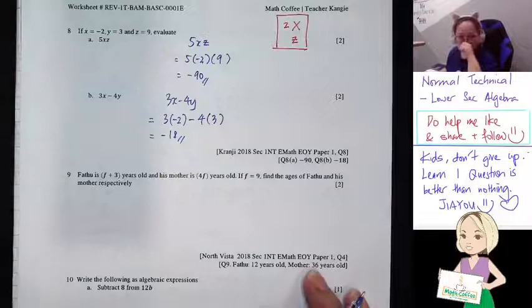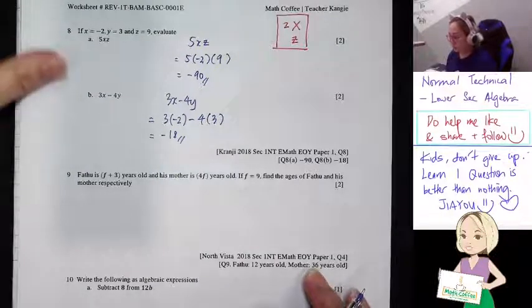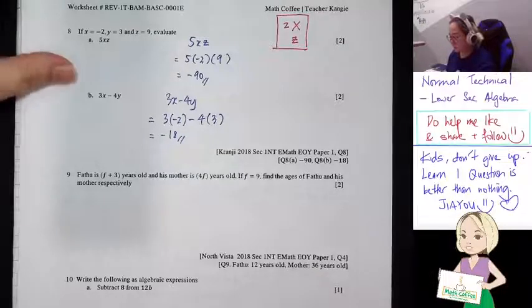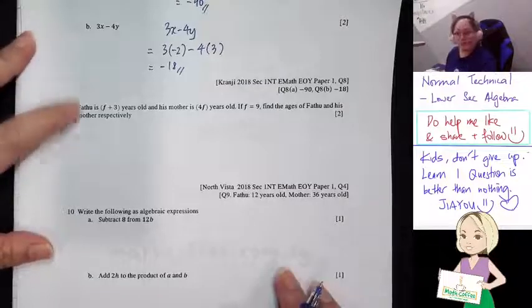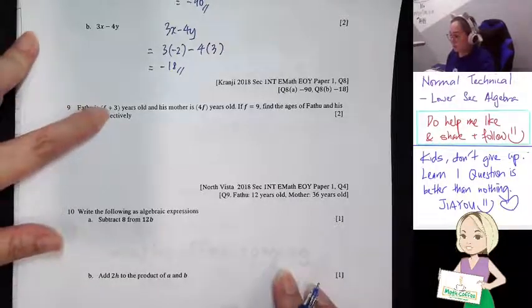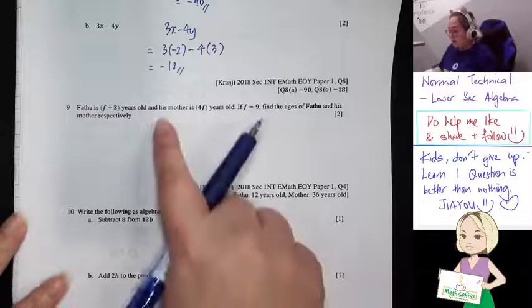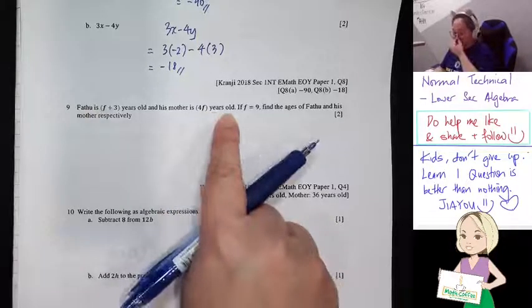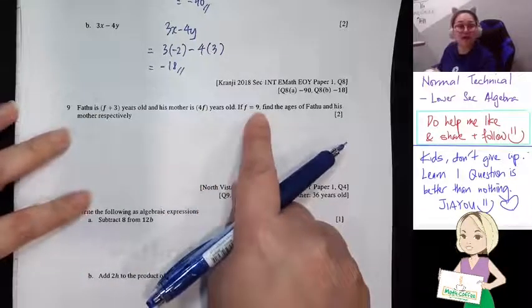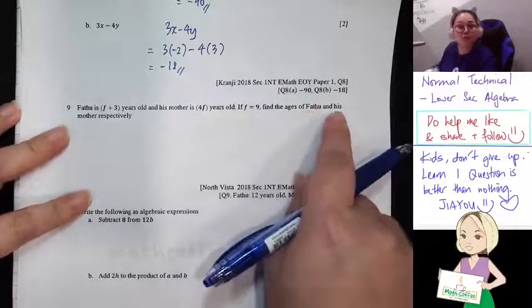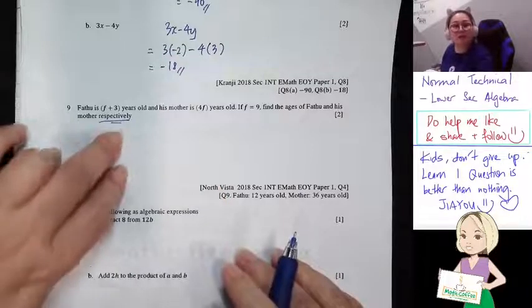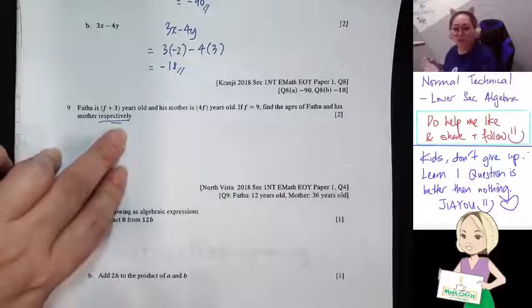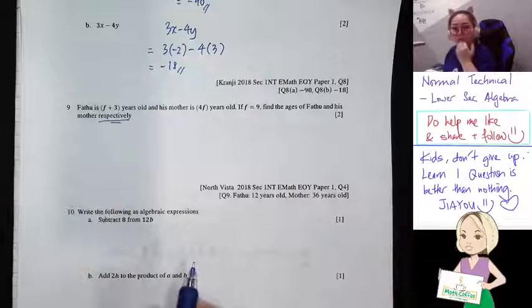Okay, so this is algebraic expression, subbing values. Okay, next. Fatu is F plus 3 years old, and his mother is 4F years old. They say that if F is equal to 9, find the age of Fatu and his mother respectively. Take note of the word respectively. They did not mention to find the sum of their age.